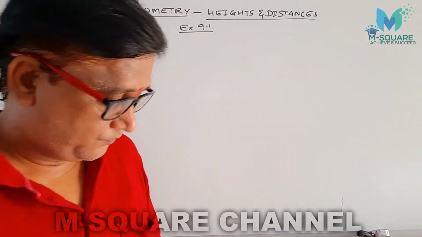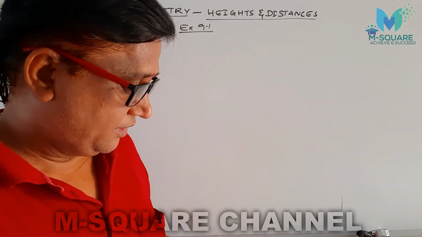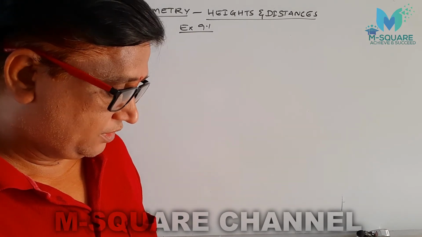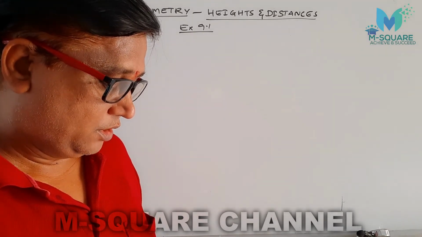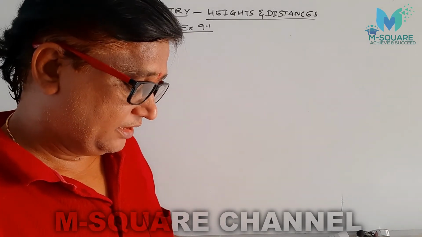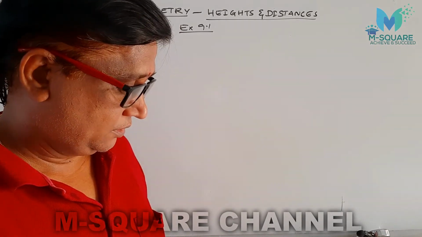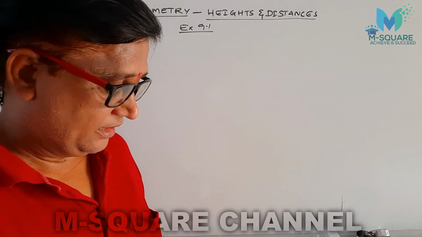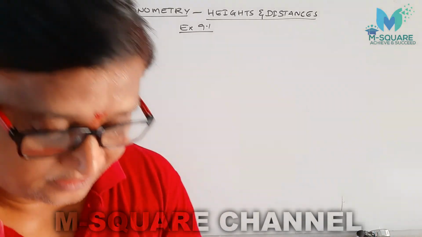Next question is, the angle of elevation of the top of the tower from a point on the ground which is 30 meters away from the foot of the tower is 30 degrees. Find the height of the tower.